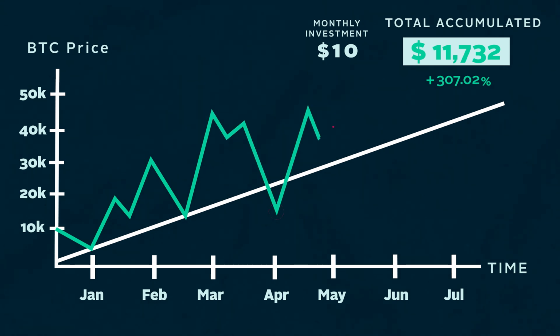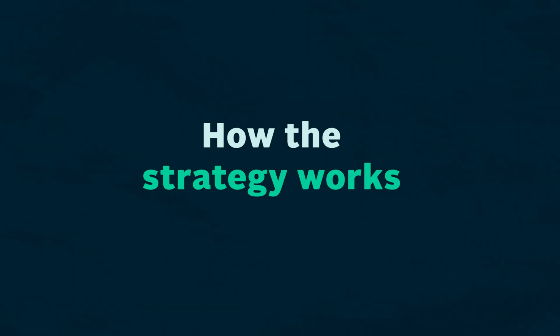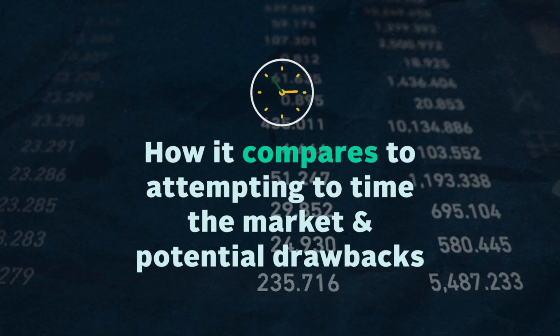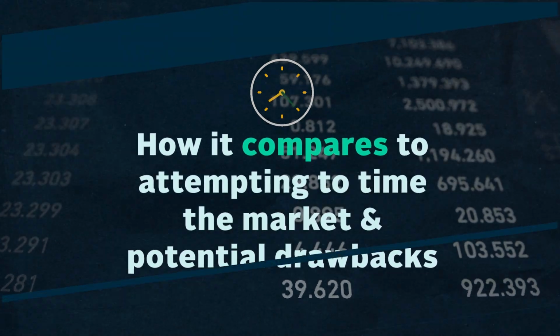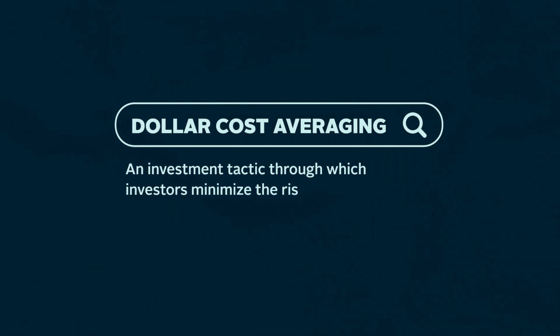This strategy employed by Mary is known as dollar cost averaging, or DCA. In this video, we will find out how the strategy works, how it compares to attempting to time the market, and its potential drawbacks. But first things first. What is dollar cost averaging?